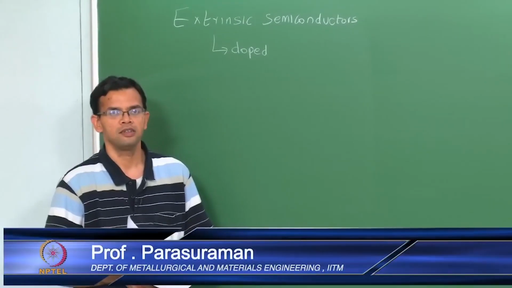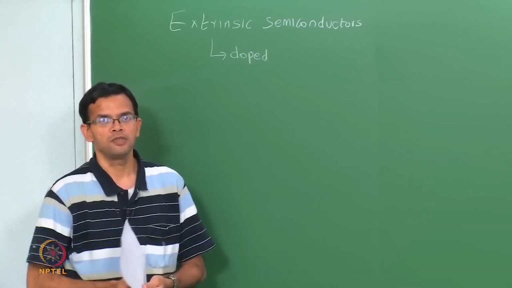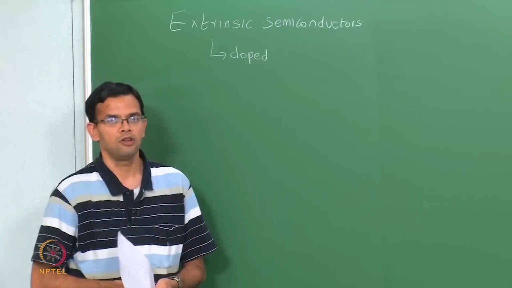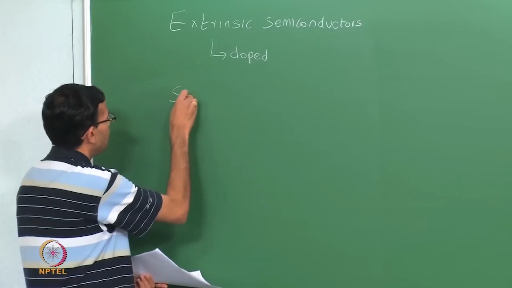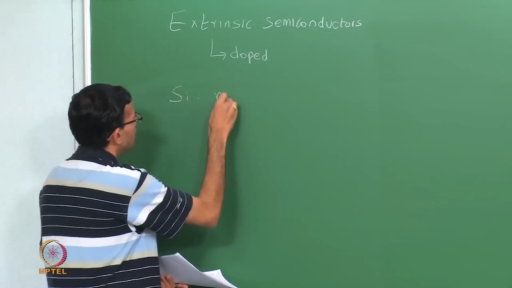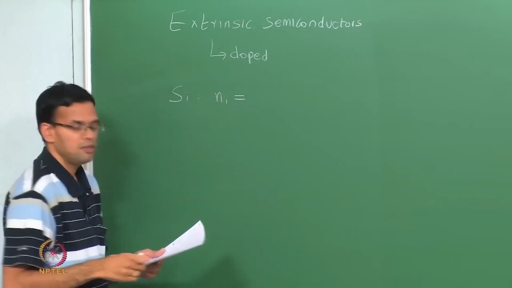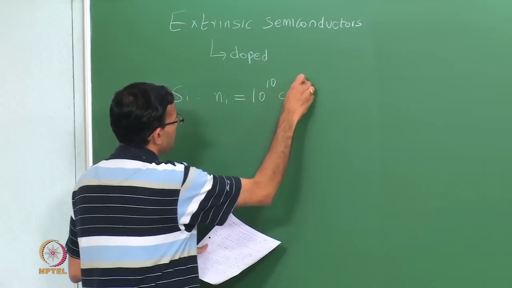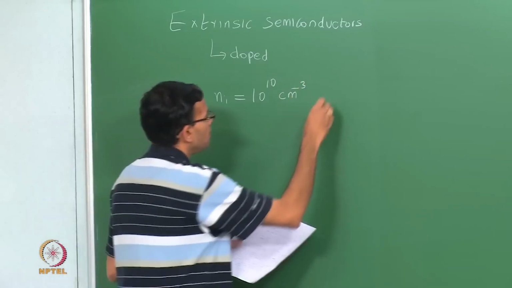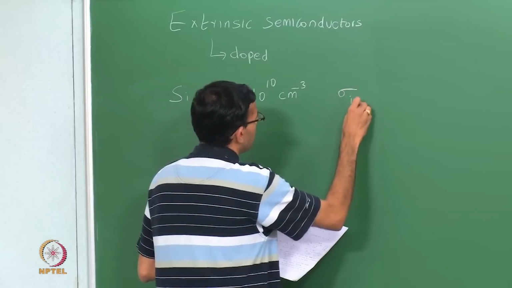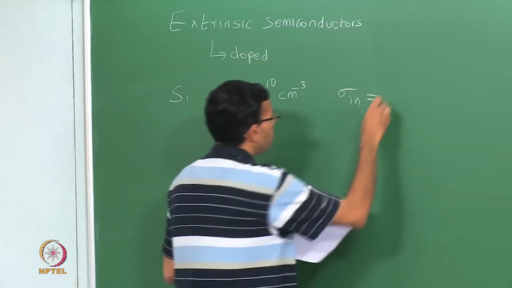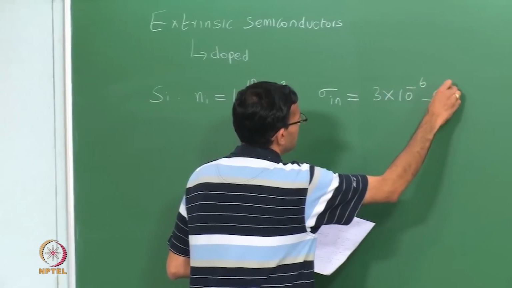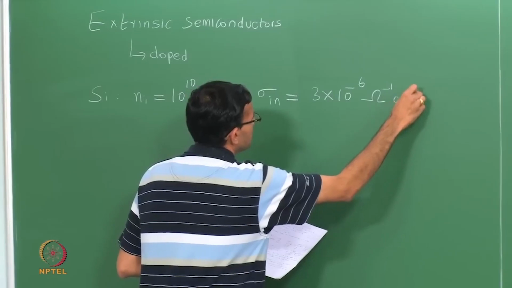a pure semiconductor, the carrier concentration at room temperature was very small. Correspondingly, the conductivity was also small. For example, in the case of silicon, we found that the room temperature carrier concentration in an intrinsic semiconductor was only 10 to the 10 per centimeter cube, and the corresponding conductivity is very low, around 3 times 10 to the minus 6 ohm inverse centimeters.